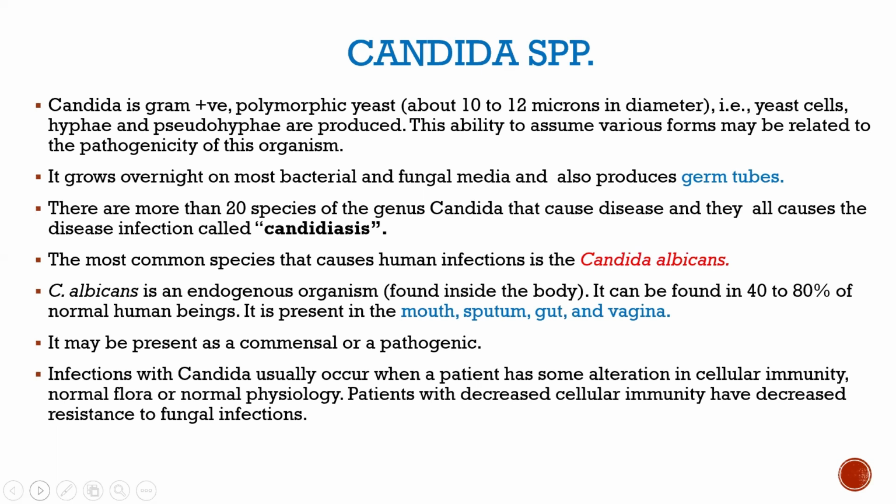So it may be present as a commensal or a pathogen, just as I explained. Commensal means they can just be found there, not harmful to the body. They're just there on their own, living there, maybe because of the comfort and suitability of the environment they found themselves in. Or they can be pathogenic when the environment is distorted. They can tend to be harmful. Okay, so infections with Candida usually occur when a patient has some alteration in cellular immunity. There's a normal flora or normal physiology, and when there are changes or alterations, as I explained, patients with decreased cellular immunity have decreased resistance to fungal infections. We're talking about immunocompromised patients, maybe those living with HIV or diabetes. They have low immunity and can come down with these infections very easily.